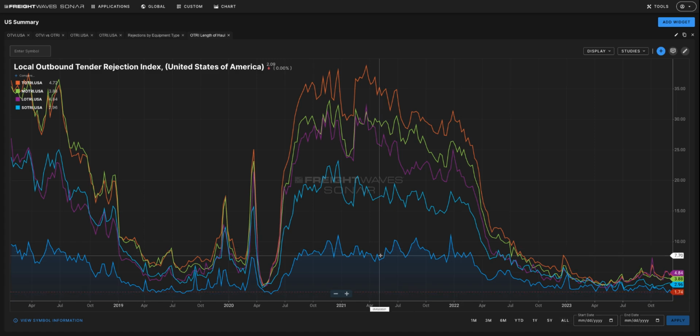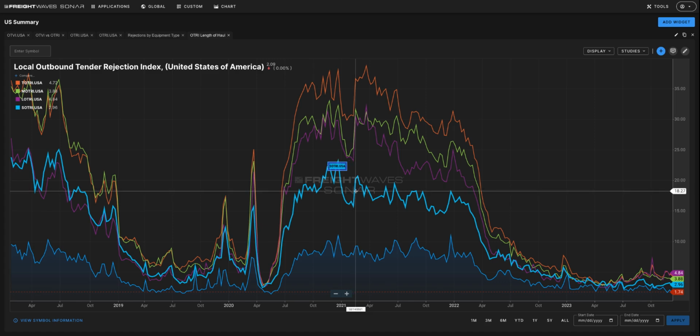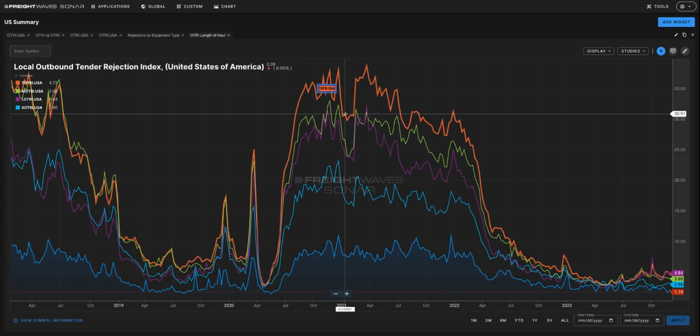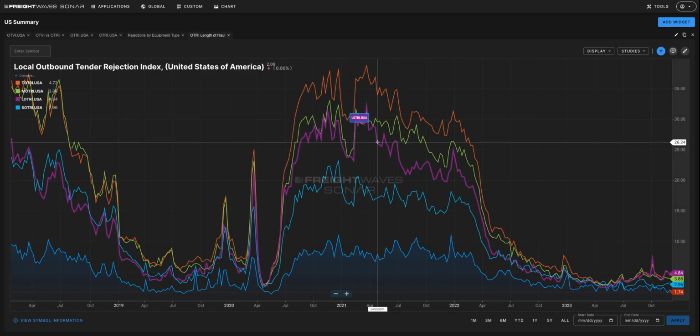So on this chart, this blue line down here is the local length of haul, which is anything under 100 miles. This other blue line is going to be the short haul, which is 100 to 250 miles. The green line is going to be the mid haul, which is 250 to 450 miles. The orange is going to be the tweener length of haul, which is 450 to 800 miles. And then this purple line is going to be the long haul, which is anything over 800 miles.